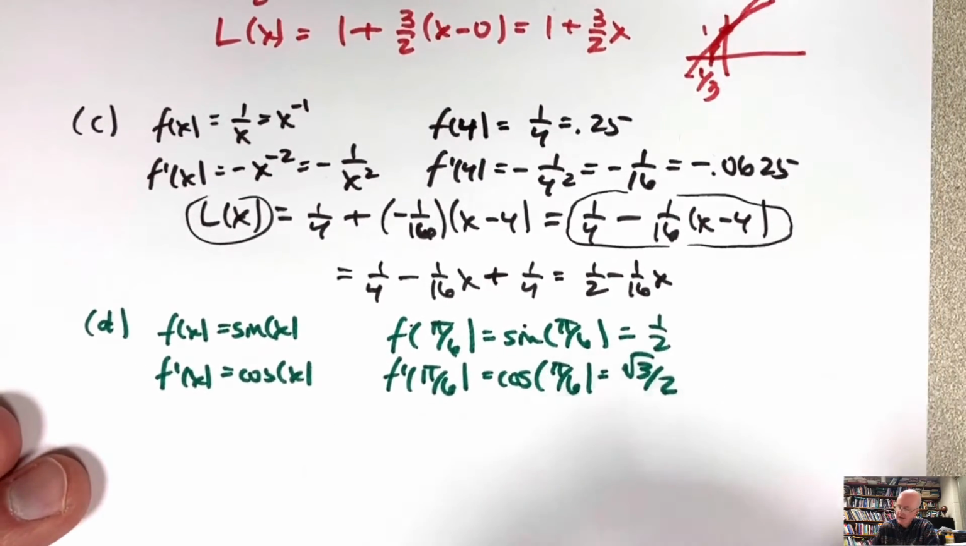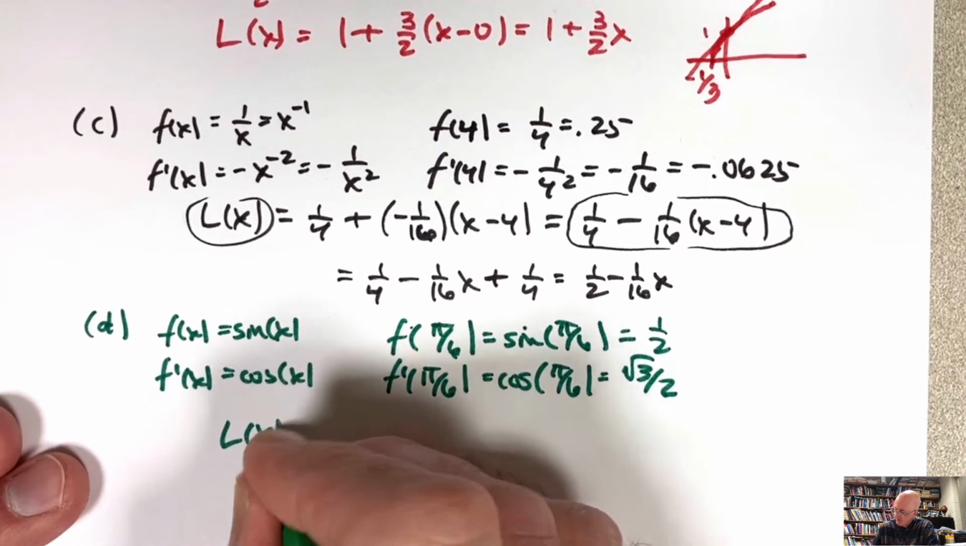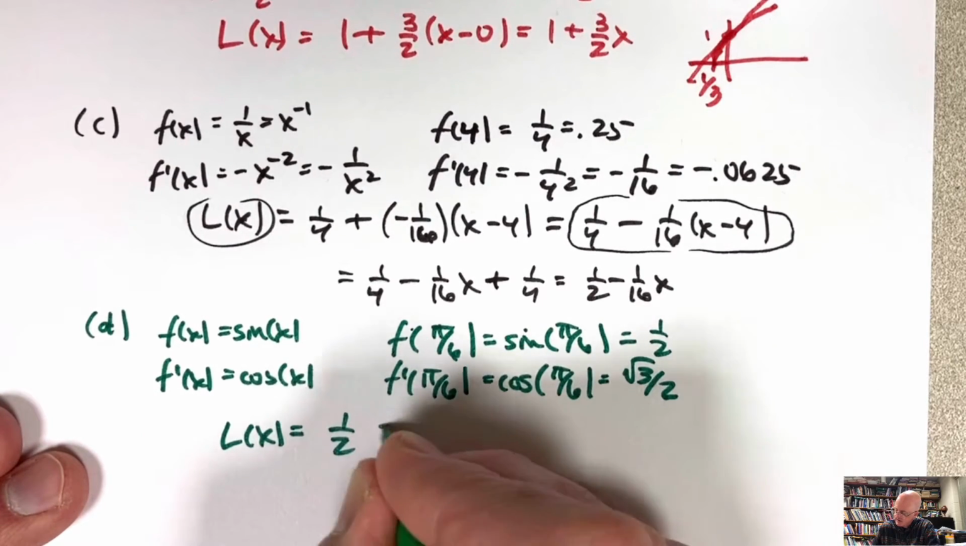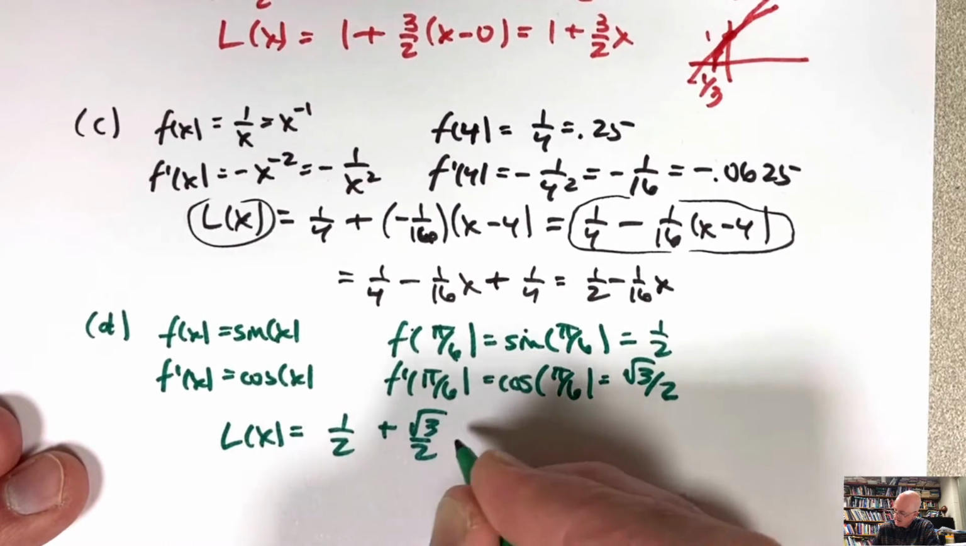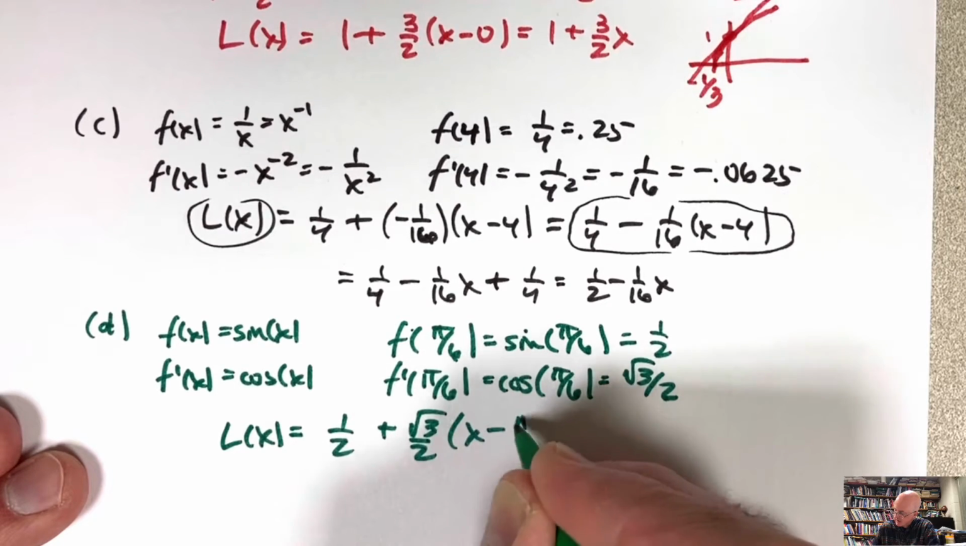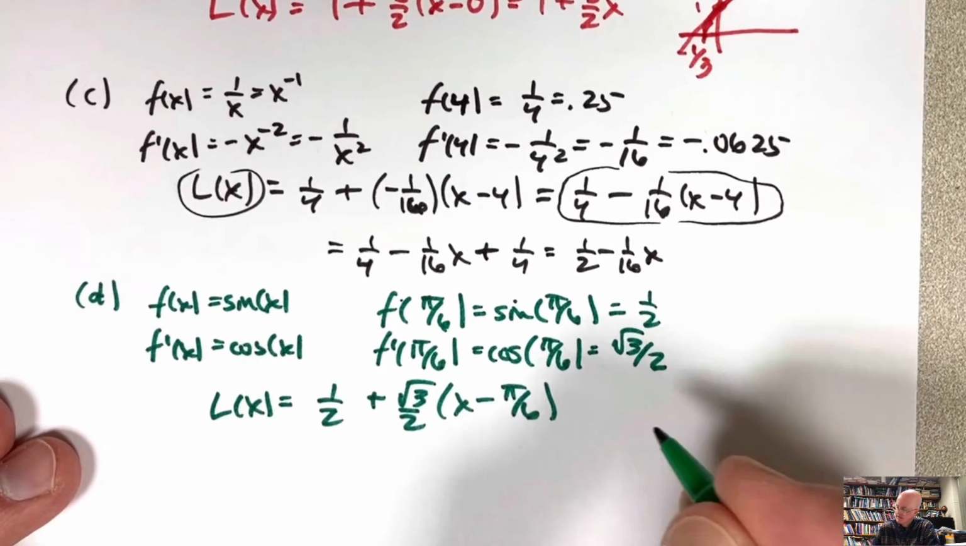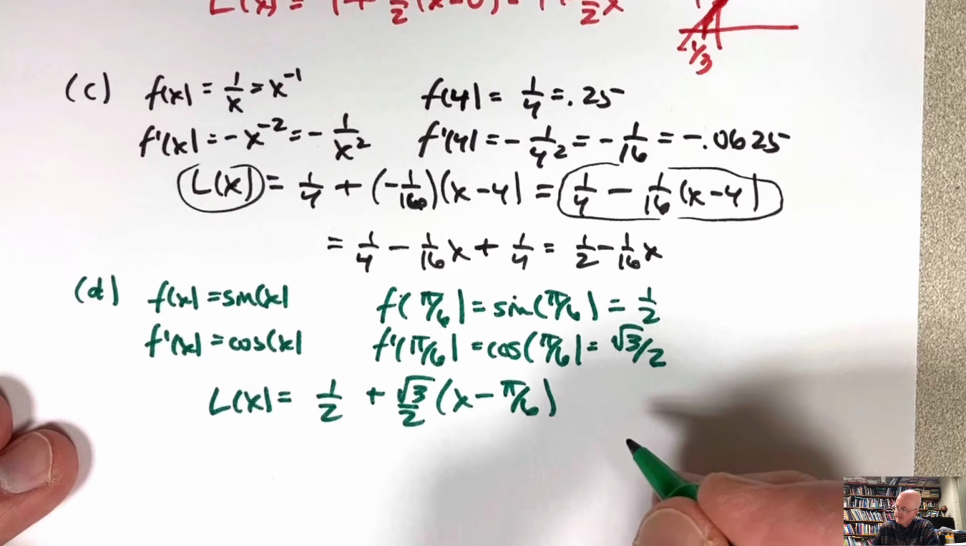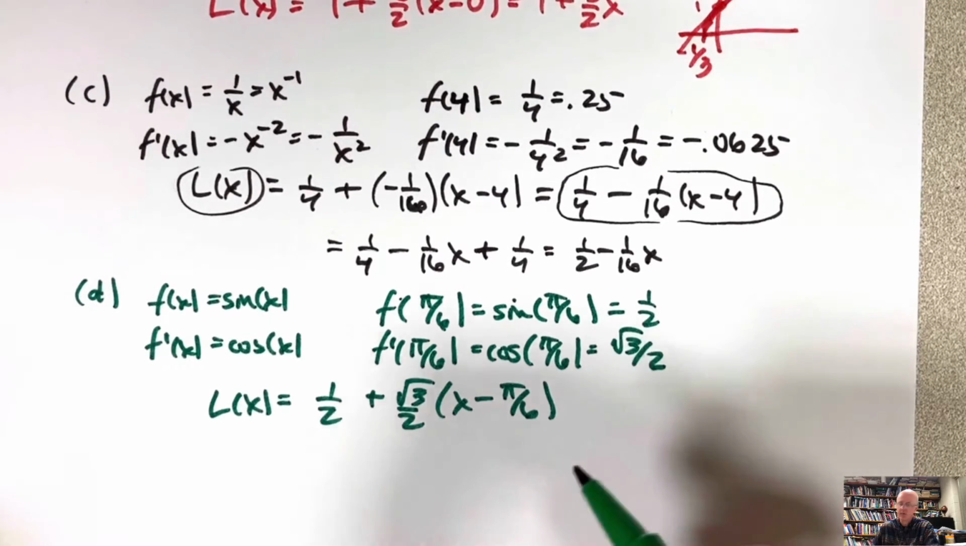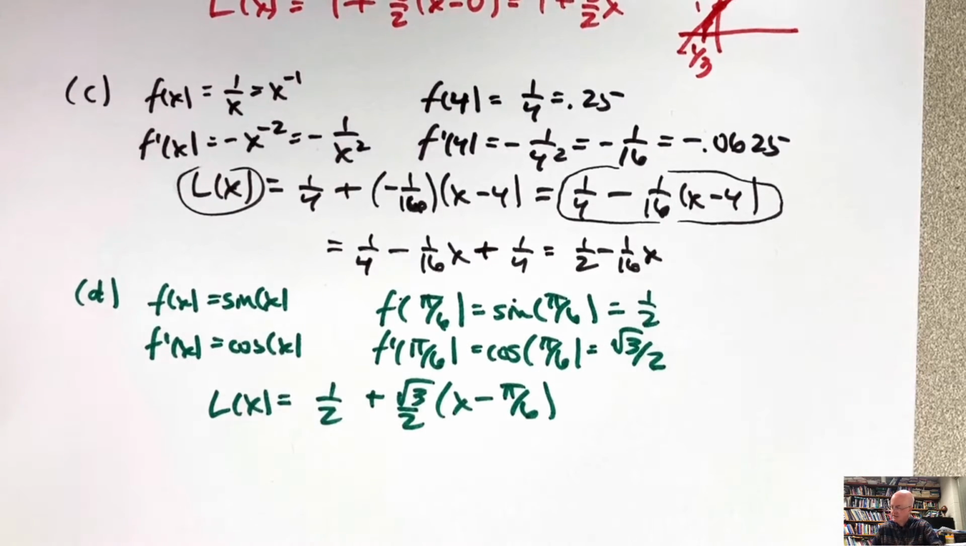That's approximately 0.866. In exact form, L of x is going to be 1/2 plus square root of 3 over 2 times, in parentheses, x minus pi over 6. And then you could use this linear function to approximate the sine function well near a equals pi over 6. Let me make quick graphs for these last two examples.